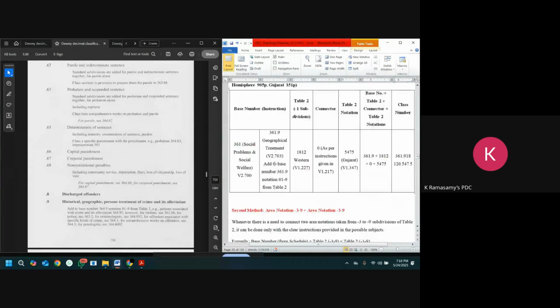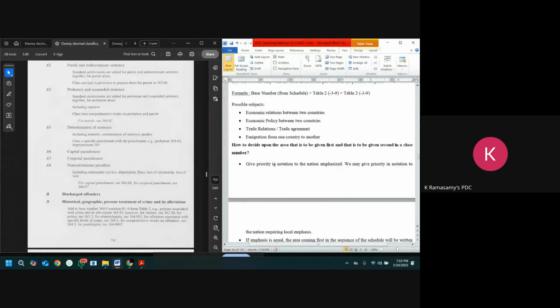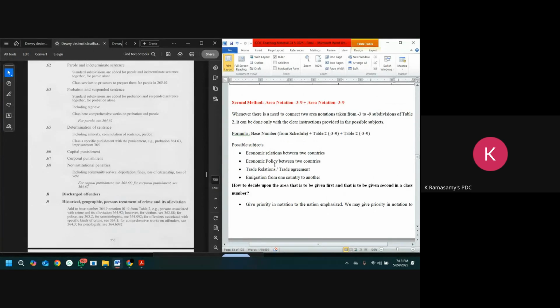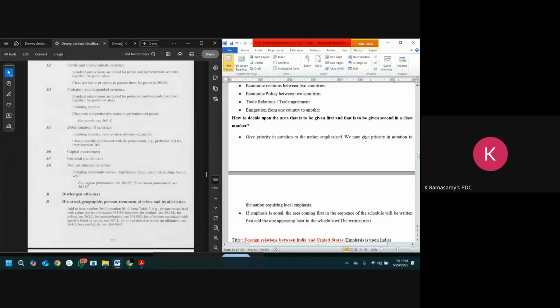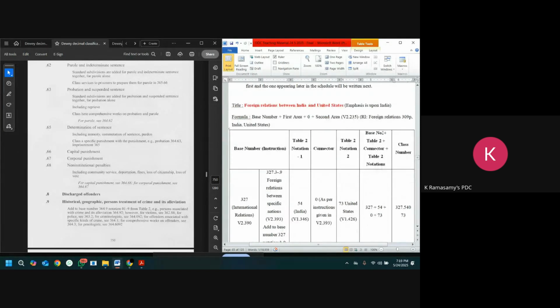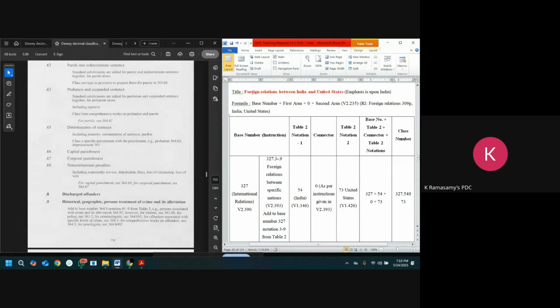This is one example. And another example is, you take one number from 3 to 9. You take another number from 3 to 9. These two numbers can be added. There are some examples like economic relation between two countries, economic policy between two countries, trade agreement between two countries, immigration from one country to another country. In all these places, you need the numbers of two different countries, two different states. Let me show you how you can add these two with the help of one example. What is the example? Foreign relations between India and the United States.